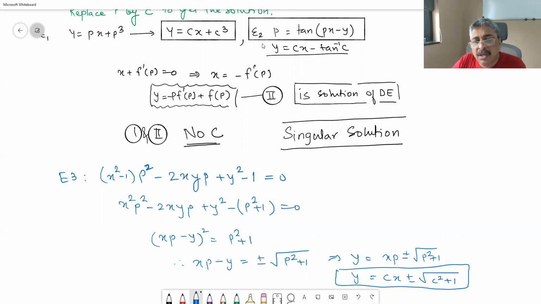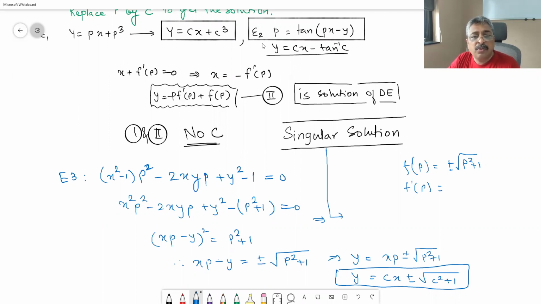Okay, so maybe here what is our f of p? F of p is plus minus radical p square plus 1. So f dash of p, if we find out, then it is going to be difficult to substitute it back. Can we check whether we can find out the singular solution? I am not aware. Can we check for singular solution of this?